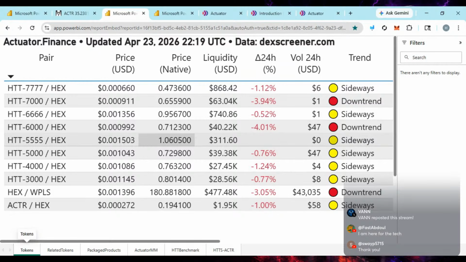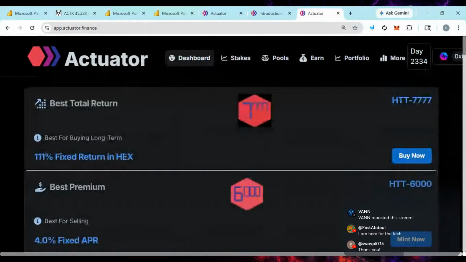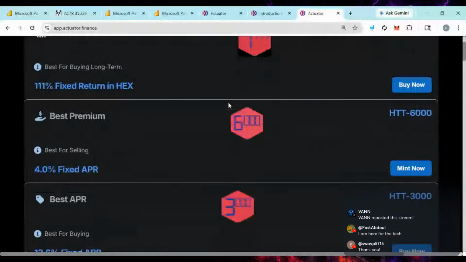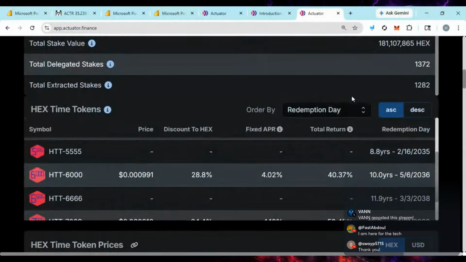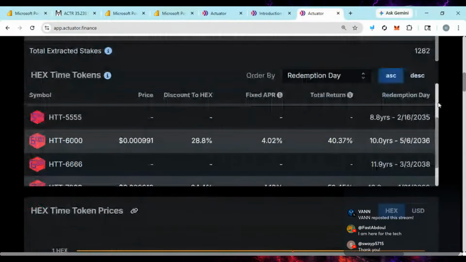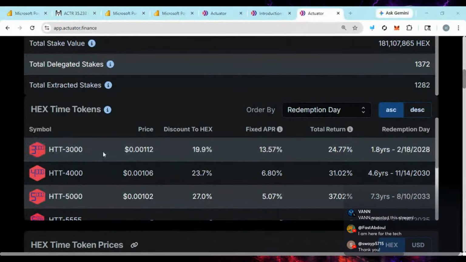Because using the Actuator page, let's go to their app, and we're going to go to their dashboard on the front page. And we're going to look at some of the different information that they have on their page. Specifically, I want to look at this listing here of the different tokens. And so I'm going to look at HTT 3000, which is smack dab here in the middle of the page. And you can see HTT 3000, its current dollar price, and what its discount to HEX is. It's about 20% discounted, give or take.